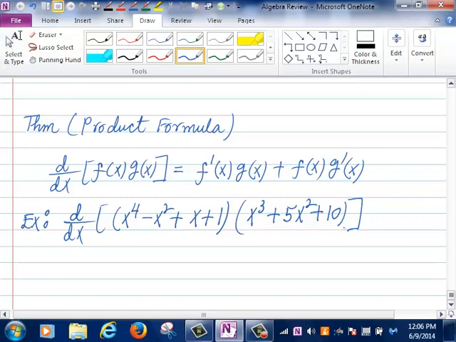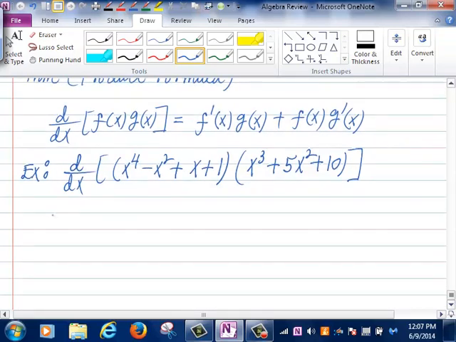Now notice that one thing I could do is multiply out, right? If I multiply out, I'm going to get powers of x only, and then I can take the derivative one term at a time and use the power rule. However, we don't have to do that. We can apply the product formula.